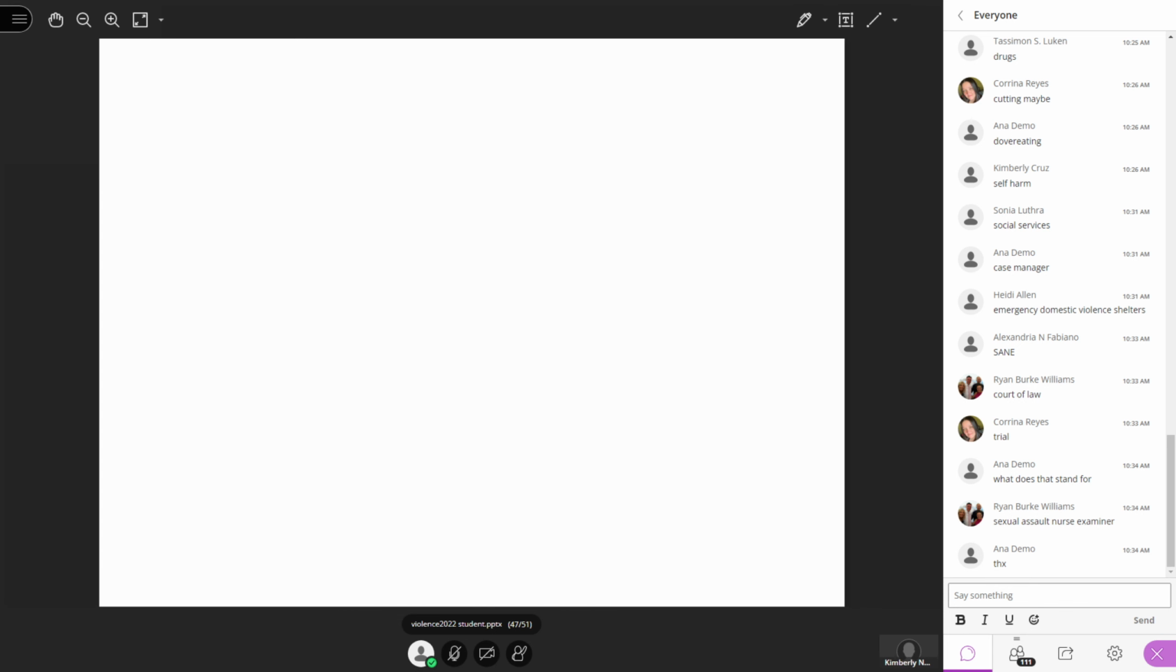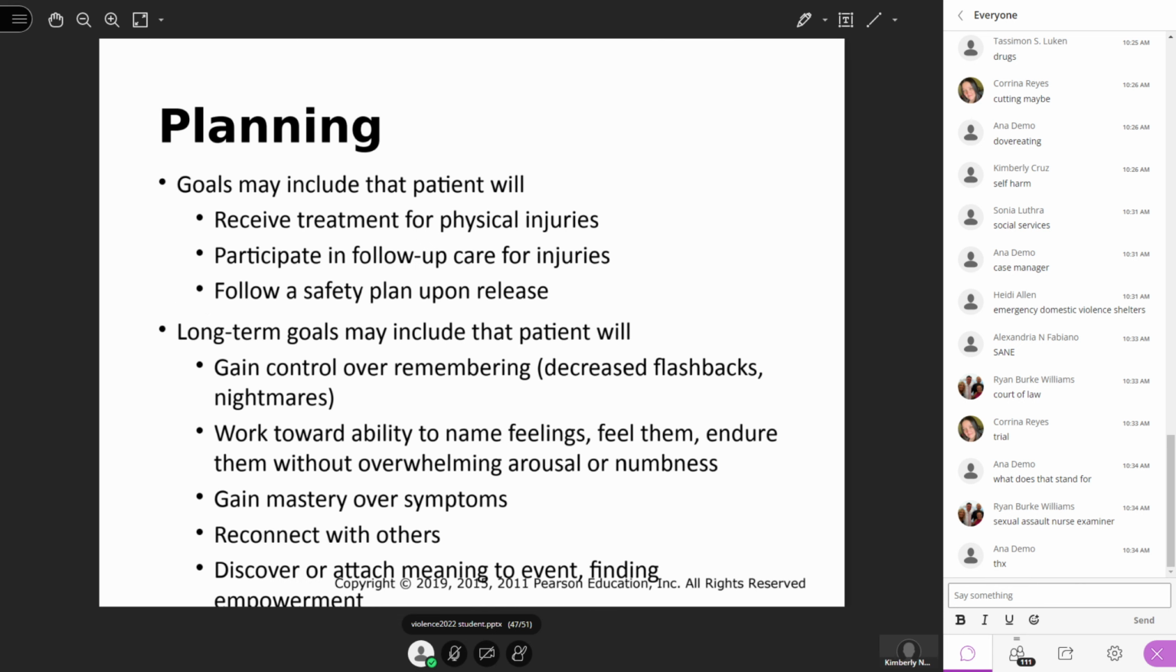These are some possible diagnoses. A plan. So what's our plan? What are we going to do? We are going to make sure that the patient has the treatment that they need. We arrange follow-up care for them. We let them know where they should be seen or who can support their injuries. Making sure they have the safety plan upon release, right? Those are our short-term goals.